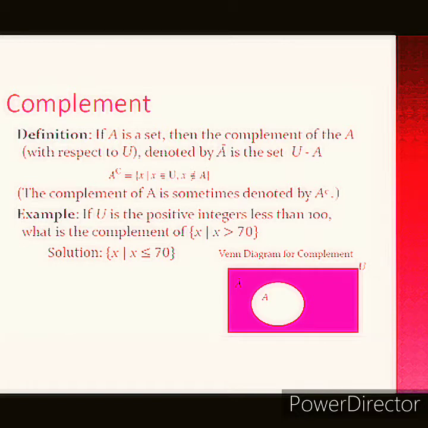For example, if U is the set of positive integers less than 100, then what is the complement of this set? The set is x such that x greater than 70. So here the solution will be x such that x less than or equal to 70. That will be the complement of the set. The Venn diagram here shows the complement of A as the blue shaded region, which is denoted by A bar or A^C.